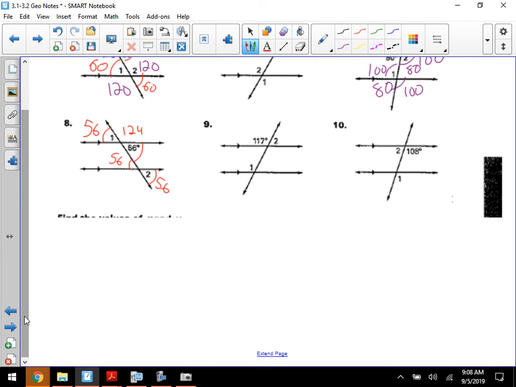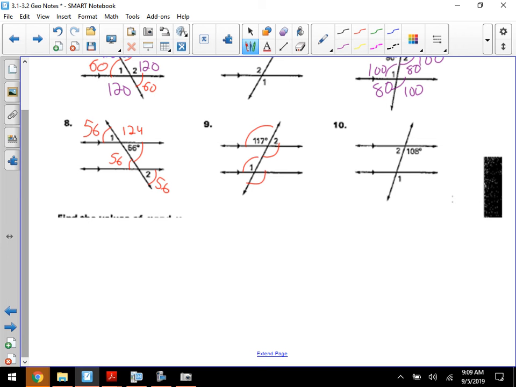Corresponding, very good. They're in the same spot. And we know then that corresponding has to be congruent. They have to be equal. Again, we just follow our tick marks. Every one of those that has a tick mark would have to equal the one, what is it, 117.